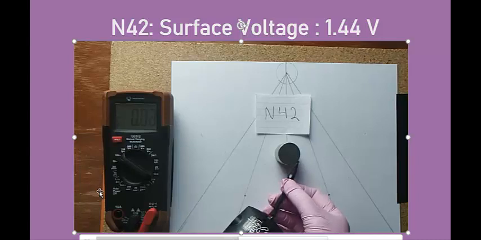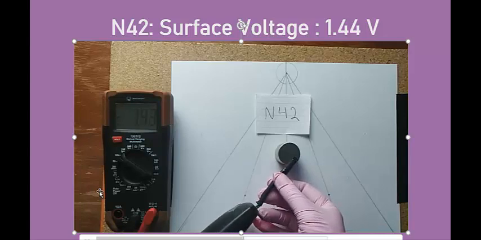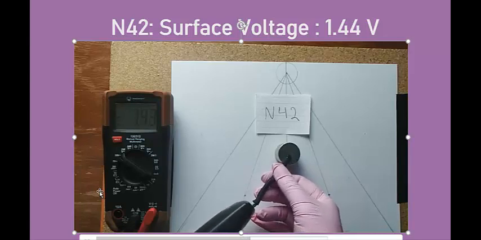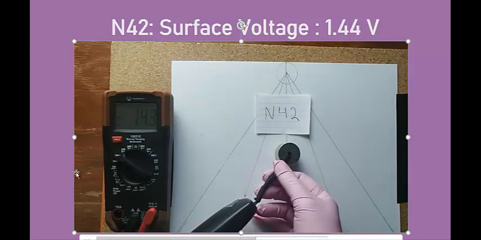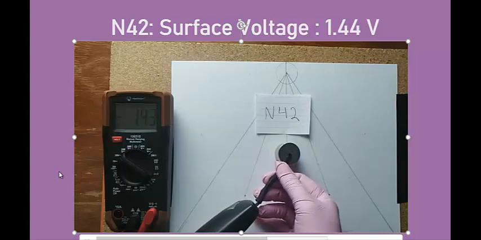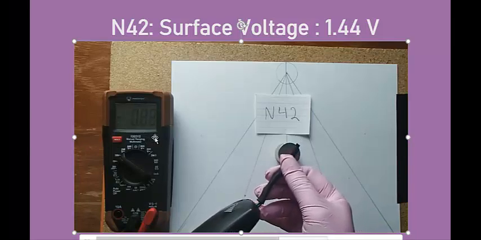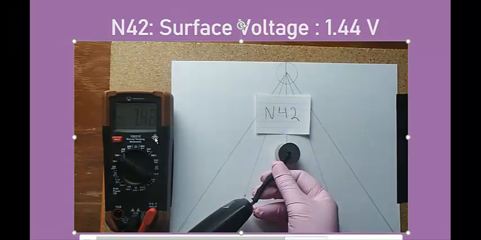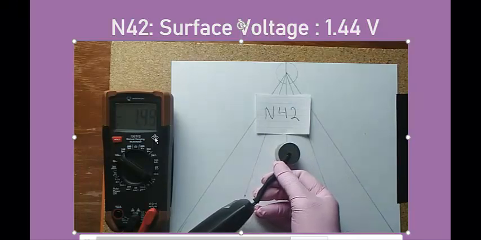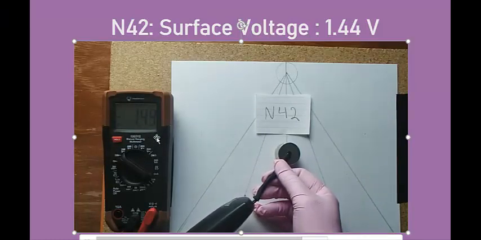0.0432. So I got the zero. So I'm going to come back up, and now I'm going to try to find the maximum reading on the surface of the magnet. That is the South Pole. And it's 1.43. I'm coming up. You can see the numbers getting smaller. And then as I go close, I get the 1.43, and then I get a 1.44. So the 1.44 I'm finding is the maximum reading.